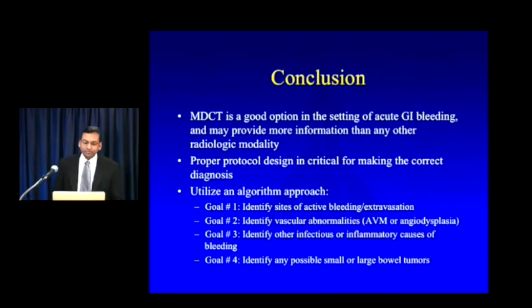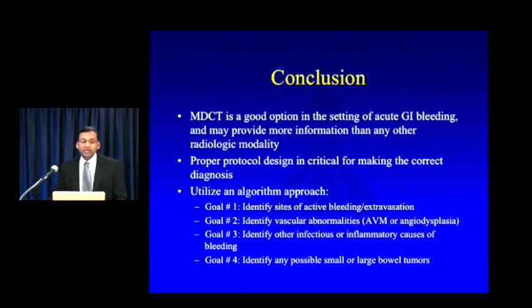So in conclusion, hopefully I've managed to convince you that MDCT is a good and excellent option in the setting of acute GI bleeding, and I would argue that it really should be the first-line modality when you're evaluating a patient with a lower GI bleed. Not only do I think it gives you much more information than any other radiologic modality, I would argue that it's probably a better first step even compared to colonoscopy.